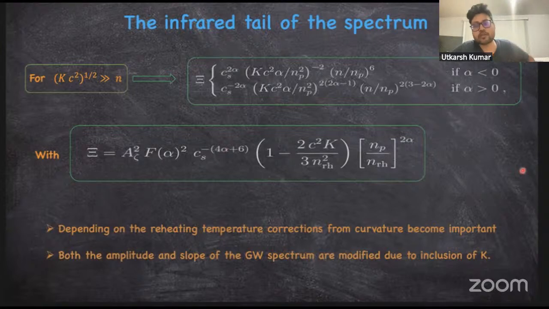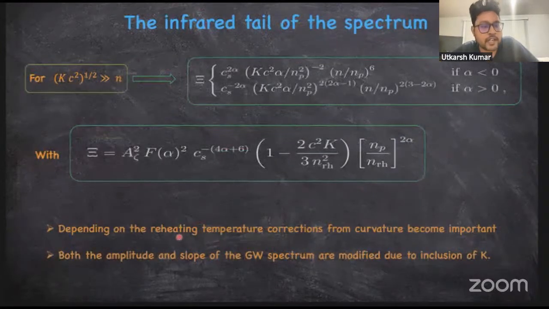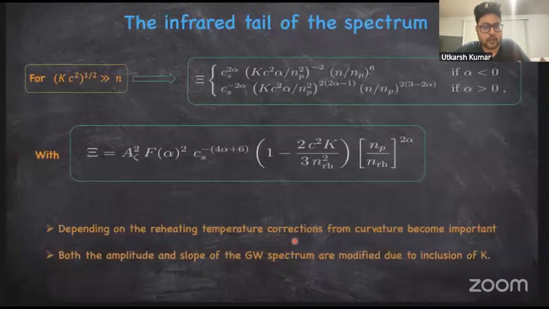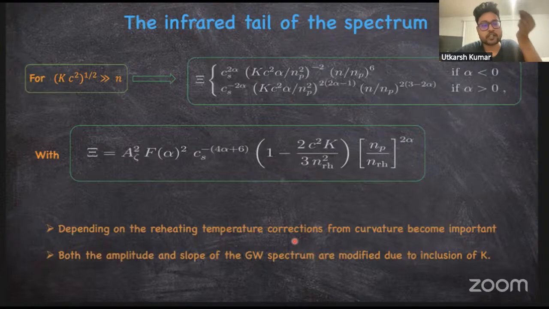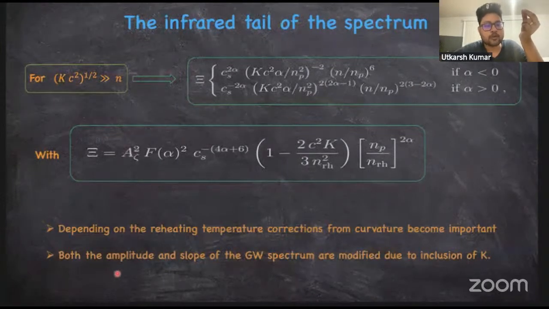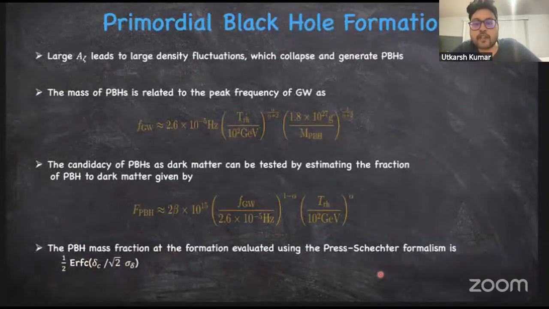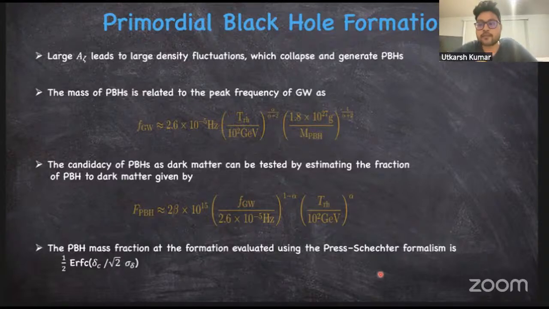As we see here, due to the inclusion of the spatial geometry, the reheating temperature also becomes important. As we show in the picture, for the low reheating temperature, one can easily distinguish between each spatial geometry, and both the amplitude and slope of the spectrum are also modified due to the inclusion of k. So far we have studied the gravitational wave signature in the presence of non-zero k of a peaked primordial spectrum.